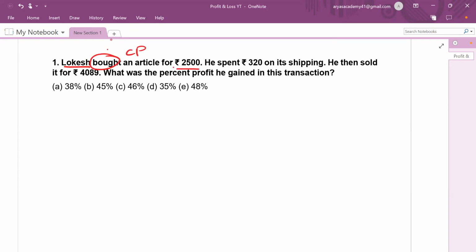So the cost price of the article is for how much? 2500 rupees. He has bought it for 2500. So the cost price of the article is 2500, and he has spent an additional amount of 320 rupees, right? I already said very clearly in the first video that whatever amount you spend between the purchase and selling to some other person also has to be included in the cost price, and the overall cost price is known as effective cost price.